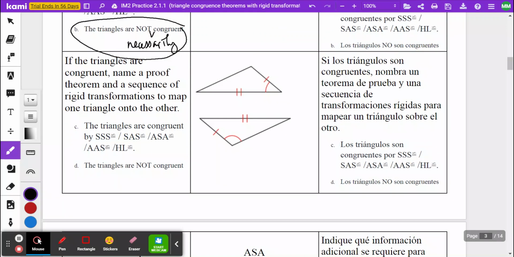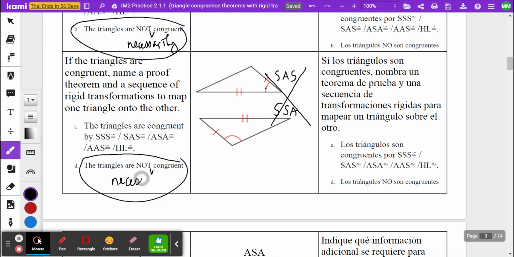Okay, next. If the triangles are congruent, name a proof theorem. Let's see. We've got 2 sides and an angle here. So for this one we have side, angle, side. Not necessarily congruence, I'm just saying what we have in sequence. An identified side, then an angle, then a side. And on this one we have a side, and then a side, and then an angle. These don't work, they are out of sequence. These are not necessarily congruent, out of sequence.